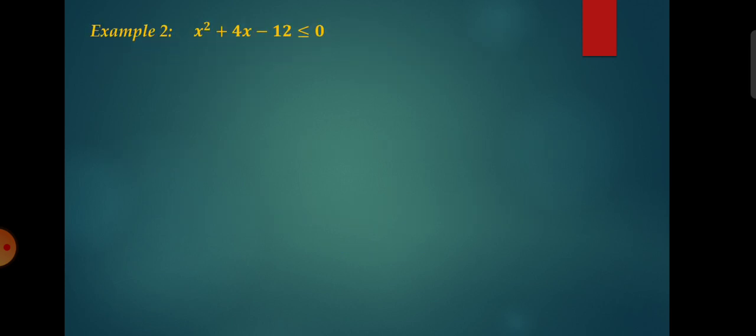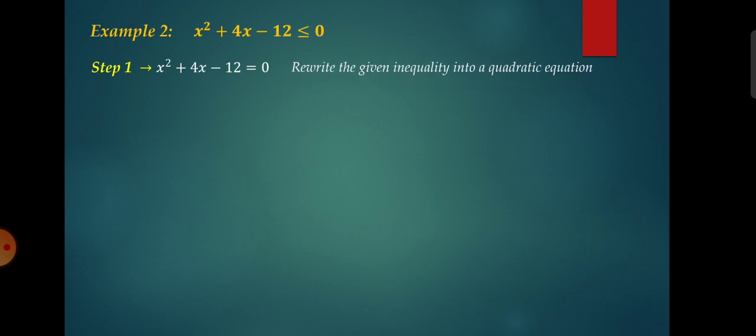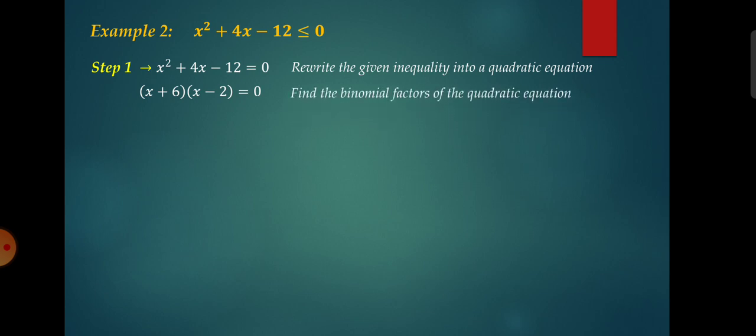Second example. X squared plus 4x minus 12 less than or equal to 0. So the first step is to rewrite the given inequality into a quadratic equation. So x squared plus 4x minus 12 equal to 0. Second, I use the factoring method, wherein the binomial factors are x plus 6 and x minus 2. Why? To get the sum for x, that is 6x minus 2x. To get the product negative 12, 6 times negative 2 is negative 12.